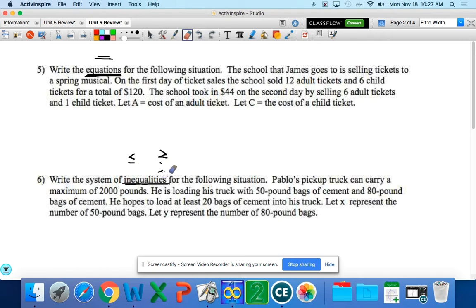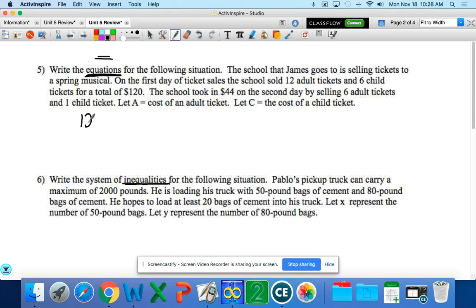So it kind of gives it away which one it wants. I have people that are still getting confused on which ones to use. Right here, I'm telling you, okay? Equations. School that he goes to, selling tickets for the musical, first day, okay, that'll be one of our equations. Sold 12 adult and 6 child tickets for $120. Then $44 on the second day by selling 6 adult and 1 child. This one tells us what to make the variables. Please use that, guys, okay?